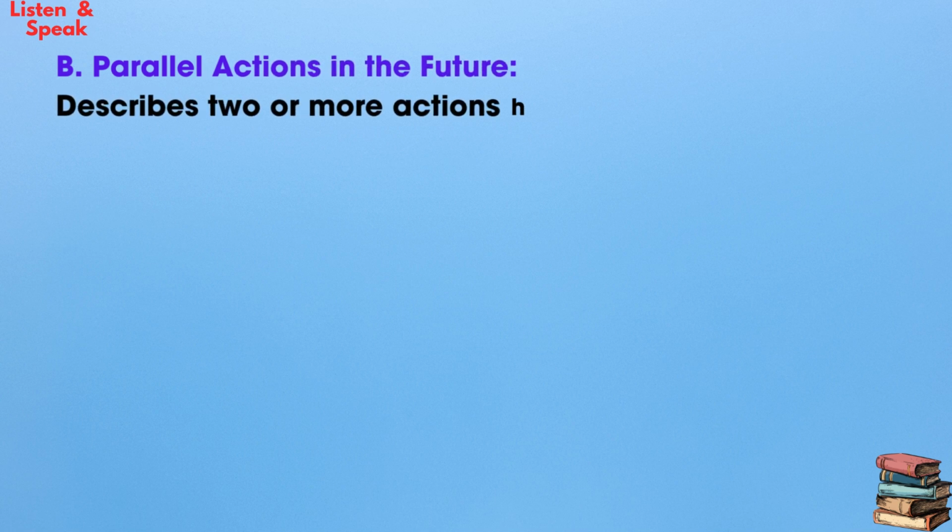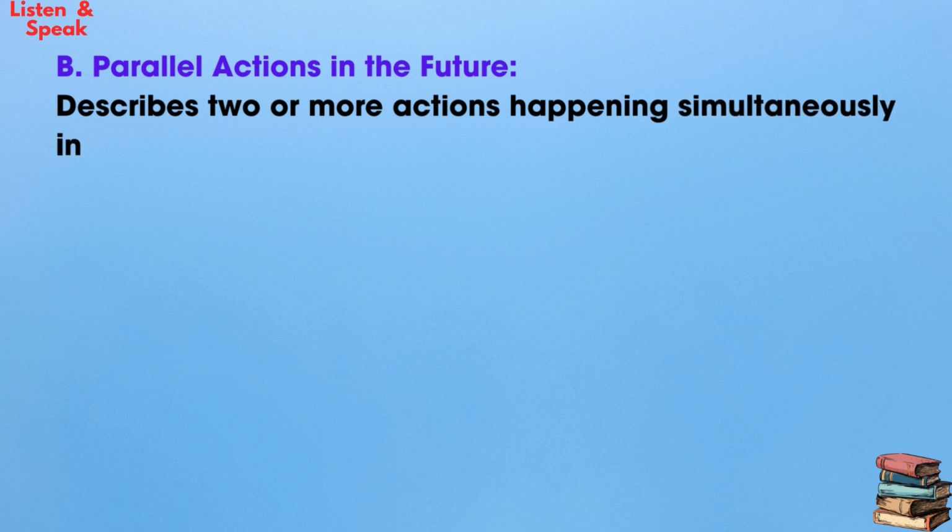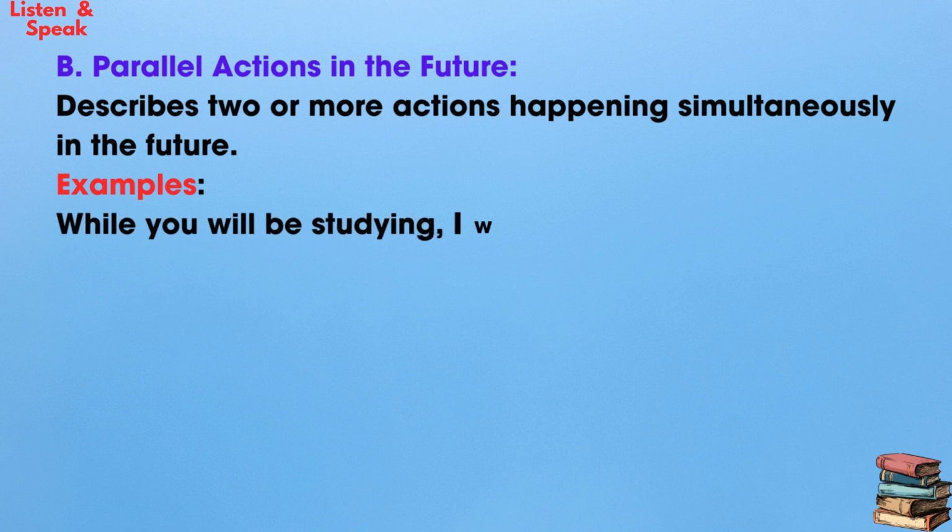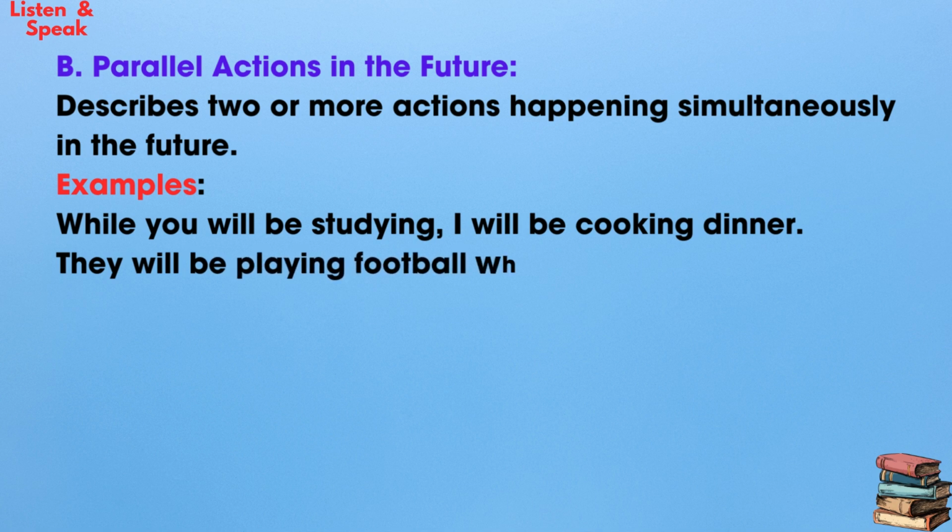B. Parallel actions in the future. Describes two or more actions happening simultaneously in the future. Examples: While you will be studying, I will be cooking dinner. They will be playing football while we will be reading.